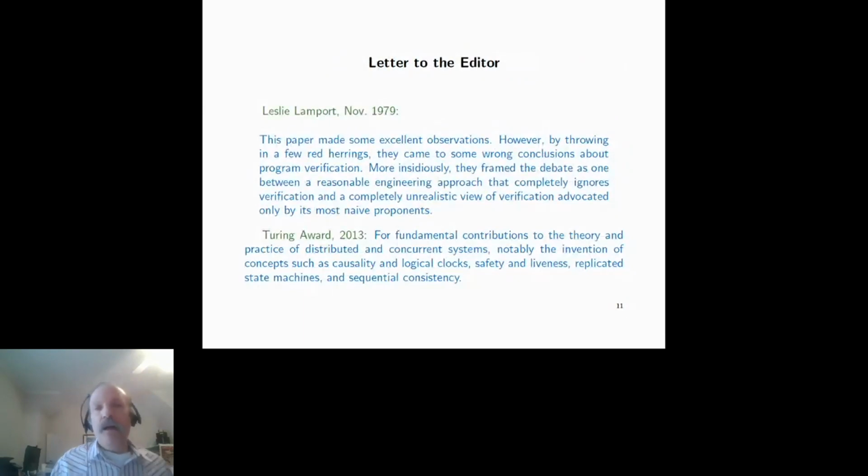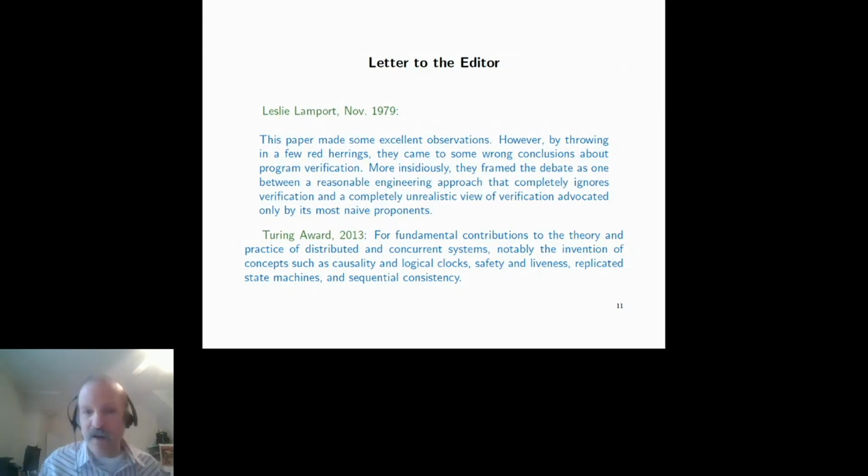As I mentioned, this was a very controversial article. There were follow-ups. For example, there was a letter by Leslie Lamport later that year, and he said, with the typical Lamport acerbic language, "This paper made some excellent observations. However, by throwing in a few red herrings, they come to some wrong conclusions about program verification. More insidiously, they frame the debate as one between a reasonable engineering approach that completely ignores verification and a completely unrealistic view of verification advocated only by its most naive proponents."